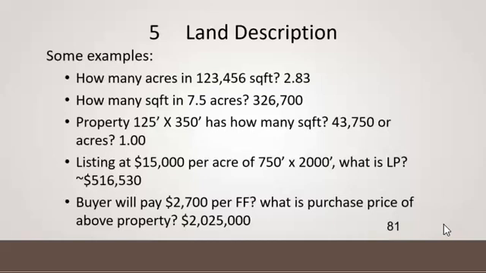So now the buyer comes in and he says, well, we pay $2,700 per front foot for that property. So how much is their offer?